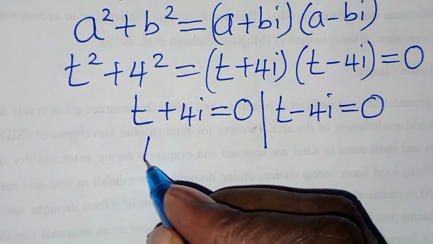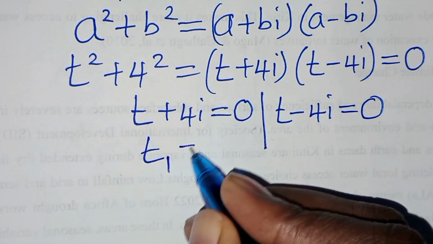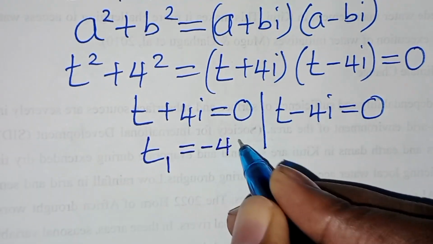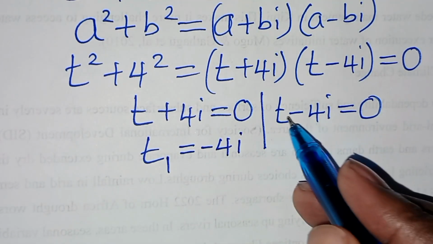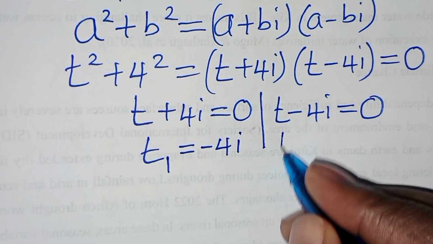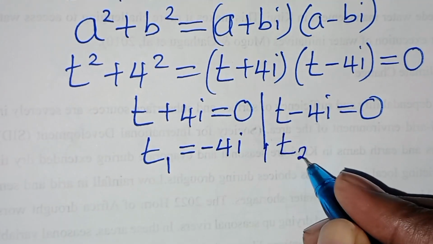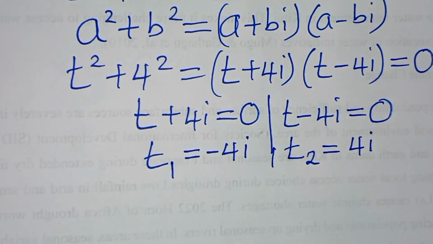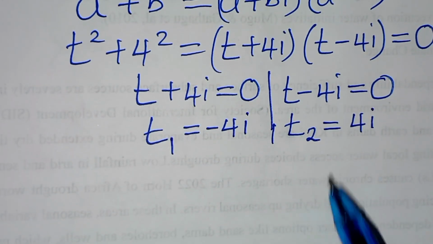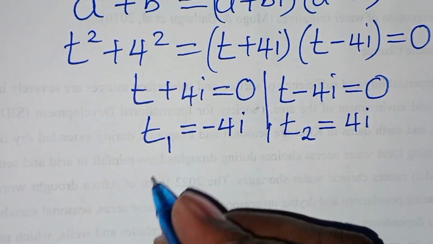So this implies that the first value of t, that is t1, is minus 4i. In the second part here, t minus 4i is equal to 0. This implies that the second value of t, that is t2, is equal to 4i. So these are the values of t1 and t2. Let's proceed to case 2.